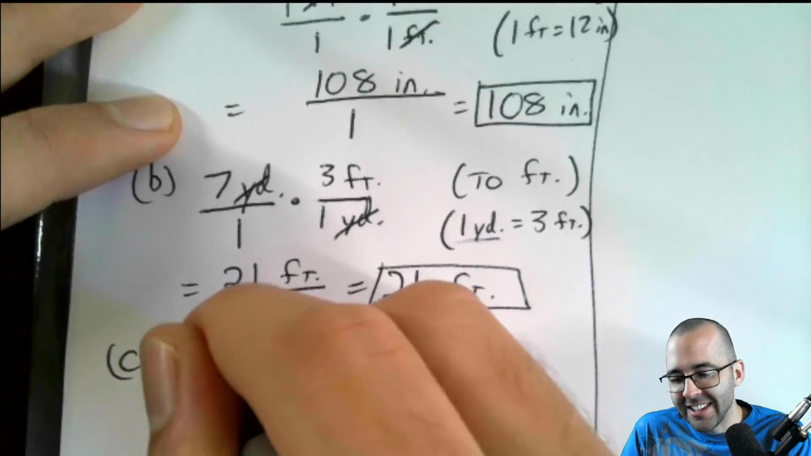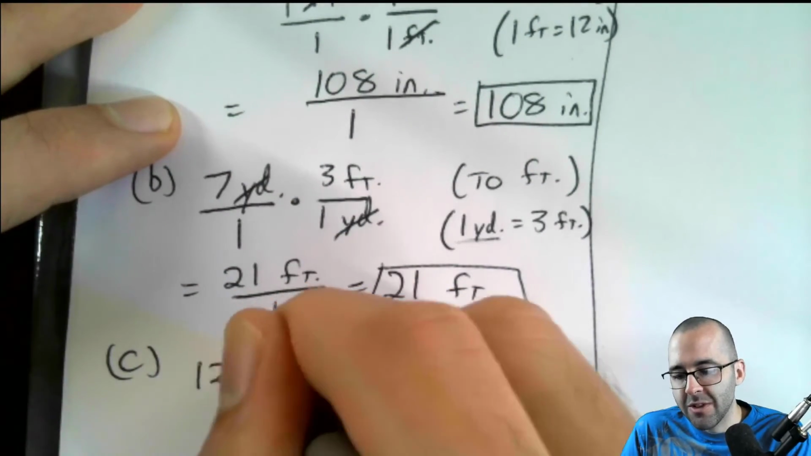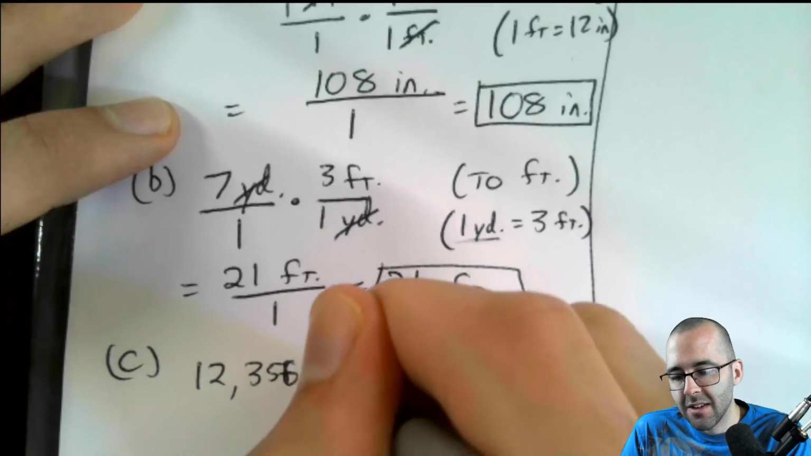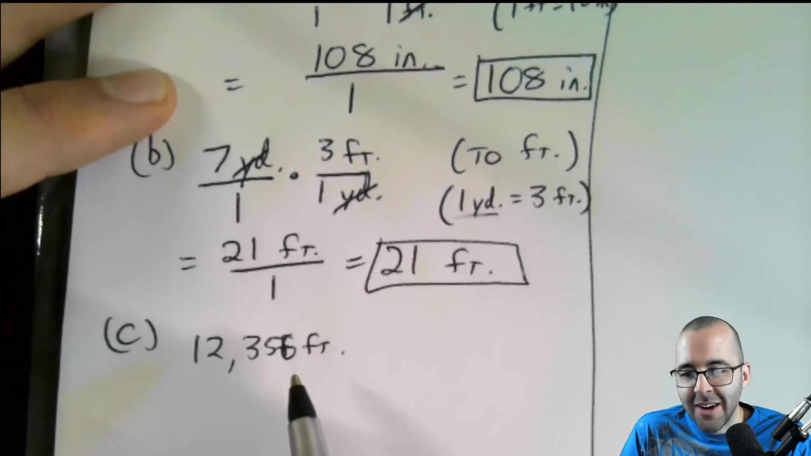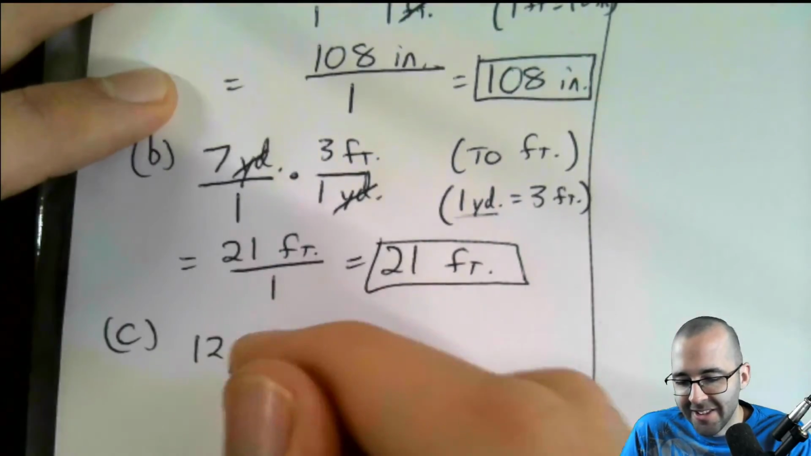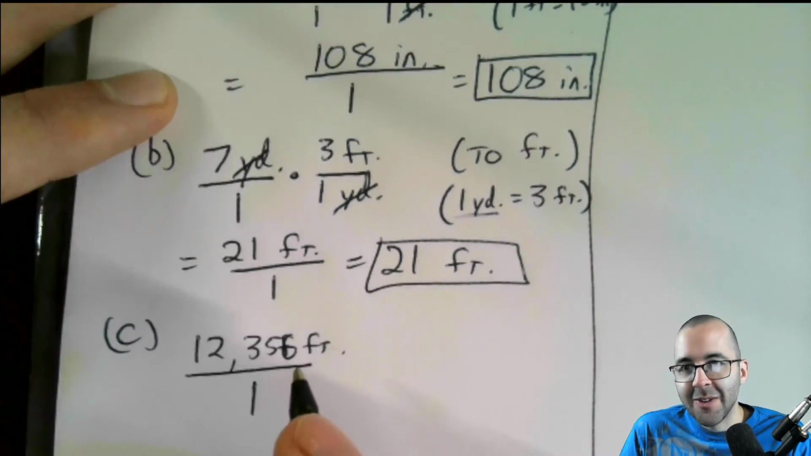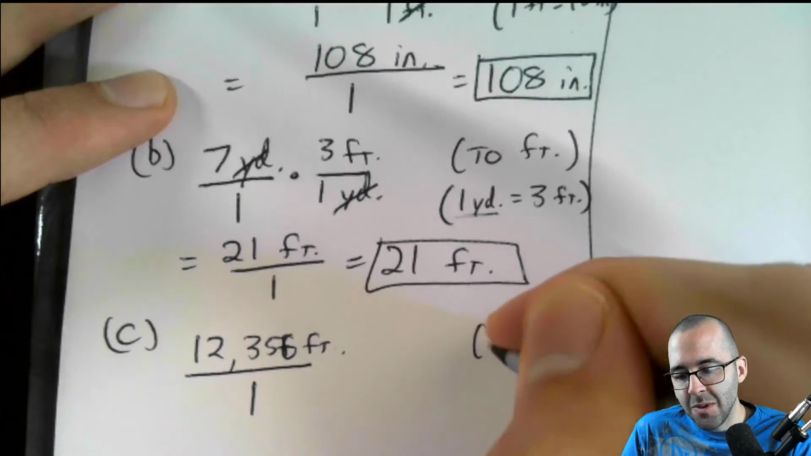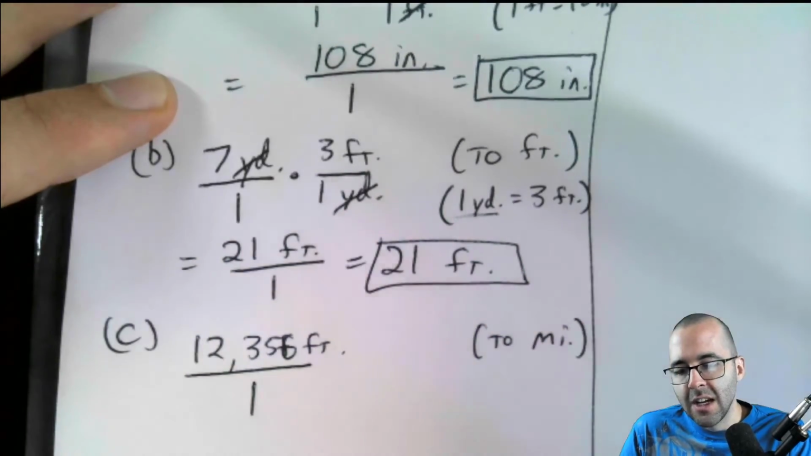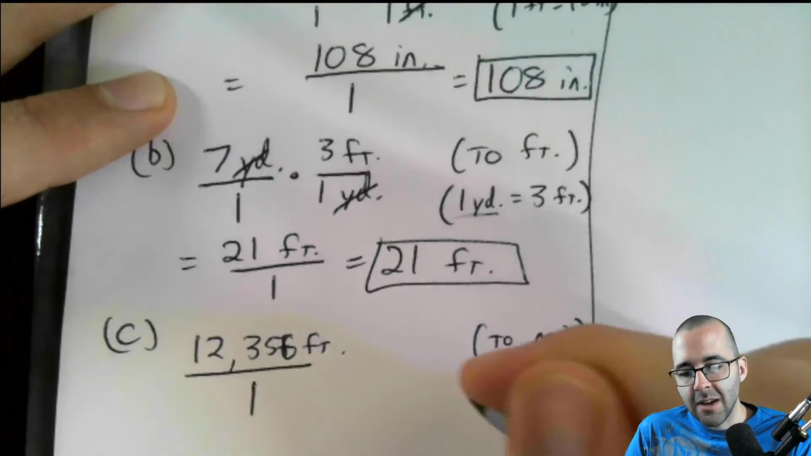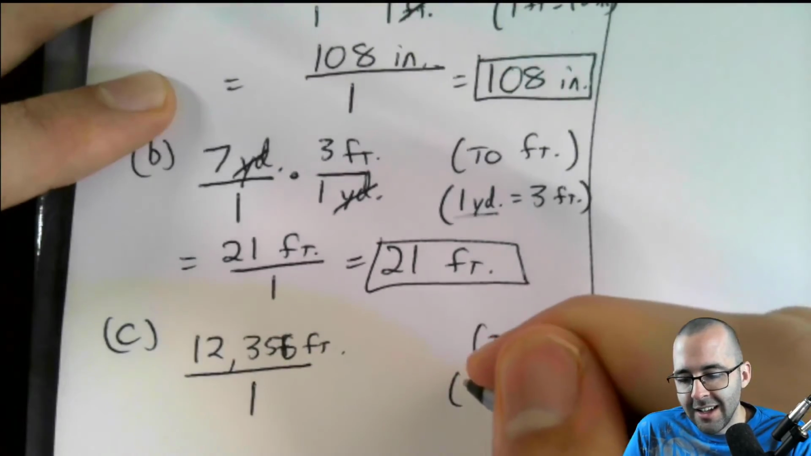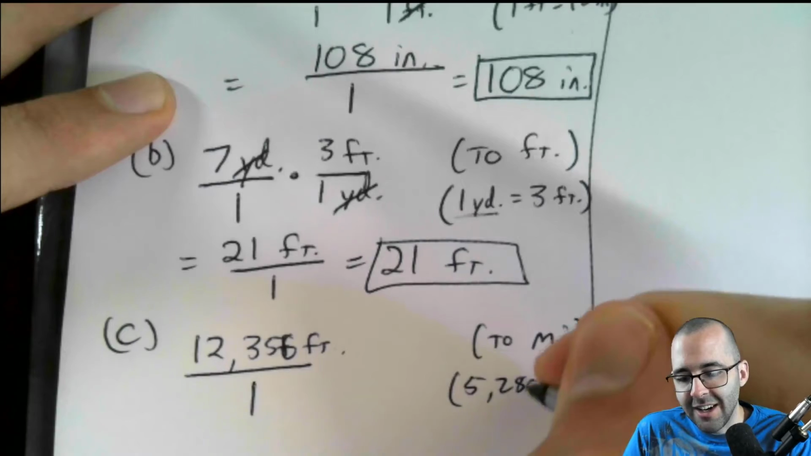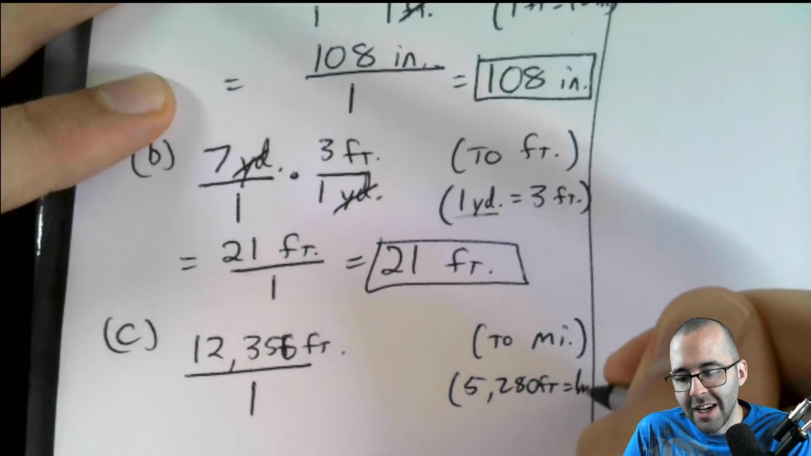So part C is we have 12,356 feet. Oops, typo. This is why math people say not to write in pen, but I love pens, so whatever. So we have these feet, and we're wanting to move this to miles. So we look at our measurement table and say, okay, what's the relationship between feet and miles? And the answer is 5,280 feet equal 1 mile.